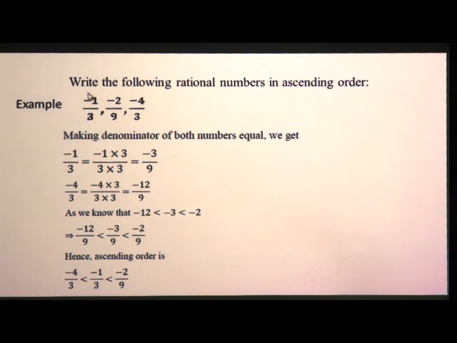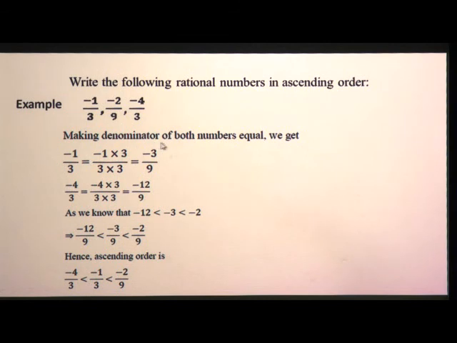Now, we will see how to write the following rational numbers in ascending order. You know ascending order and descending order, I think you are learning from the second grade onwards, but you might have had some small numbers, and afterward you started with large numbers. Now, today we will have ascending order of rational numbers. How to find out? Minus 1 upon 3, minus 2 upon 9, minus 4 upon 3. These are the 3 rational numbers which are given, and we have to write them in ascending order.